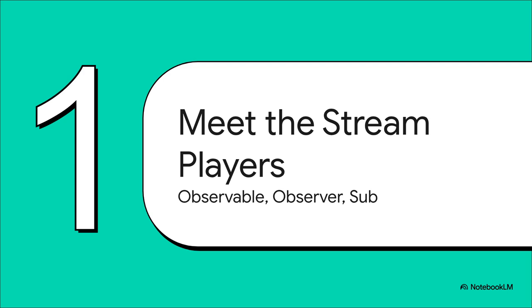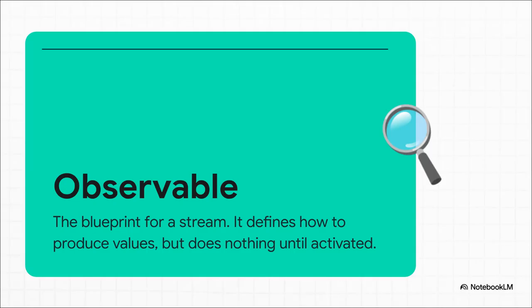So to solve this whole zombie problem, we first need to get to know the three core components, the main characters really, that make up every single RxJS stream. Let's meet the players. First up, we've got the observable. Now, the absolute best way to think about this is like it's a blueprint for a factory's conveyor belt.